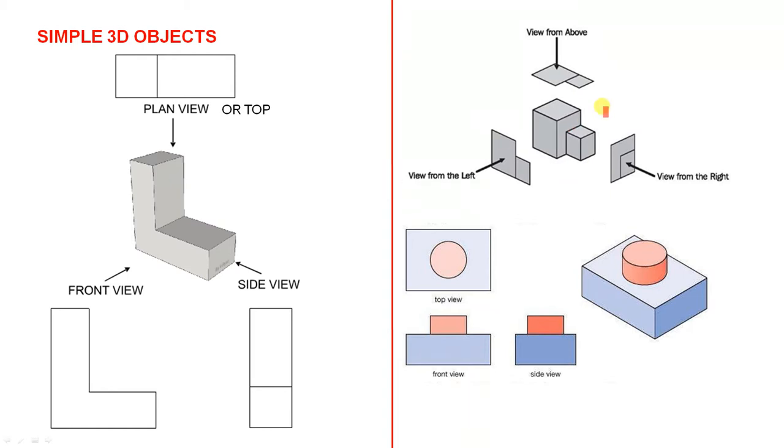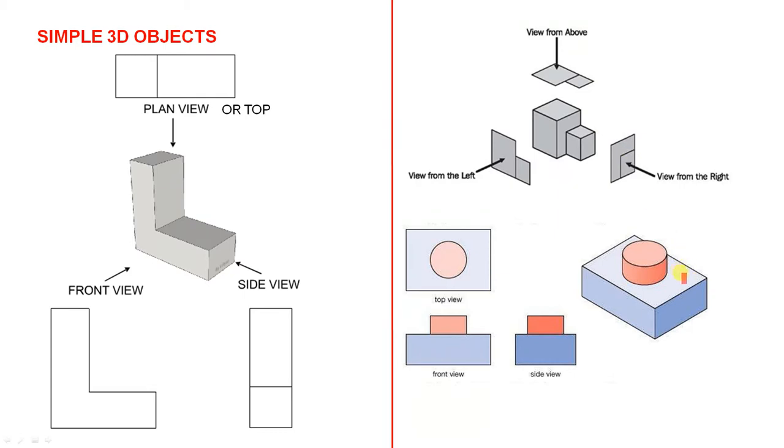Here's another simple block here, and here we've got the view from above. That's what it would look like. The view from this side on a flat sheet of paper, remember, that's what it would look like. And the view from this angle here, that's what it would look like on a flat sheet of paper.